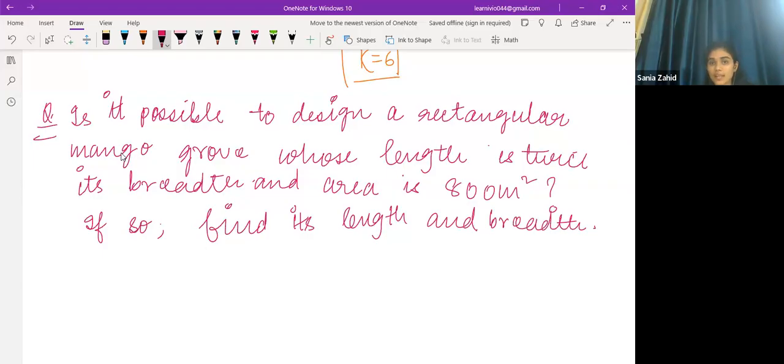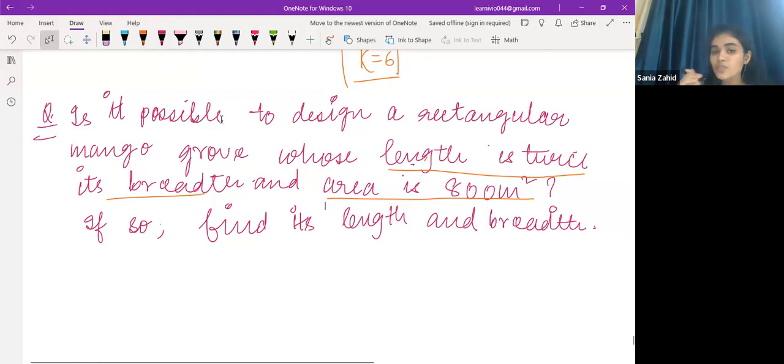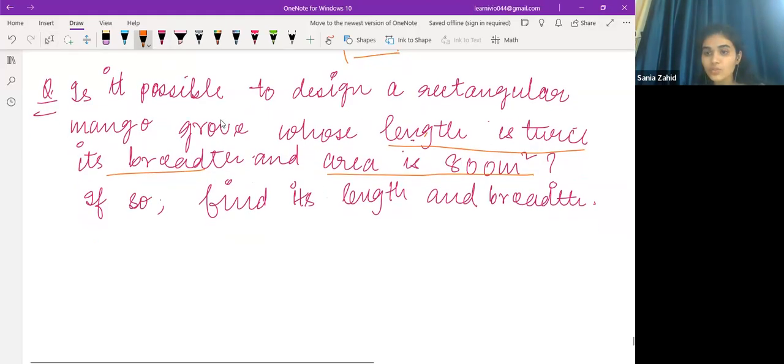So what you have to tell me here is, can you design a rectangular mango grove whose length is twice its breadth and also its area is 800 meters square? So what you will do in this question is, first of all, you will form a quadratic equation. Let breadth be x, so length is 2x, then you multiply 2 into x, which should give you 800 meters square. Then you will find the value of b square minus 4ac. If it is more than 0 or equal to 0, that means it is possible to design a rectangular grove. But if b square minus 4ac is less than 0, that means it has no real roots, so it is not possible to design such a thing. Okay? You understand how we have to do the solution? Start doing it, children.